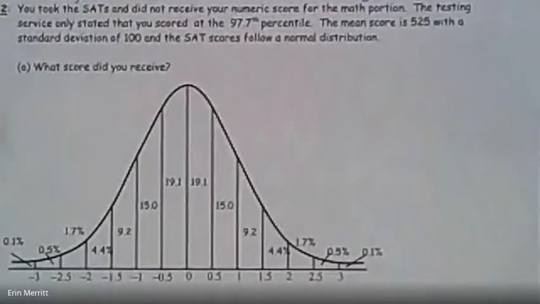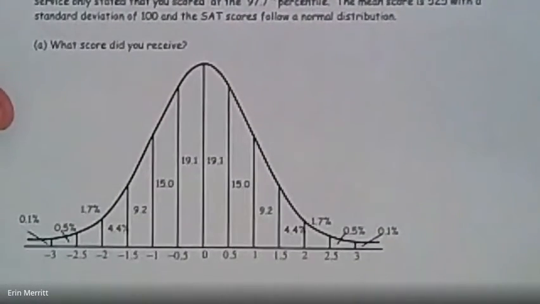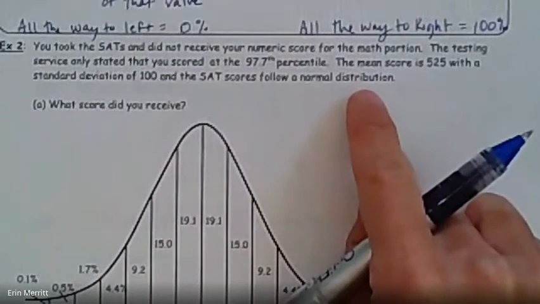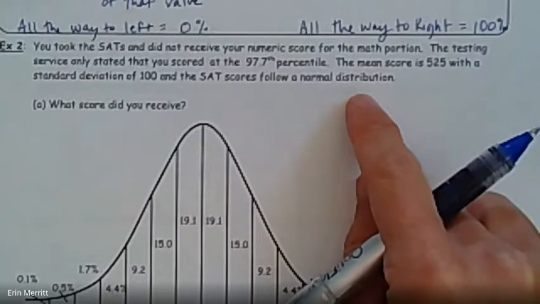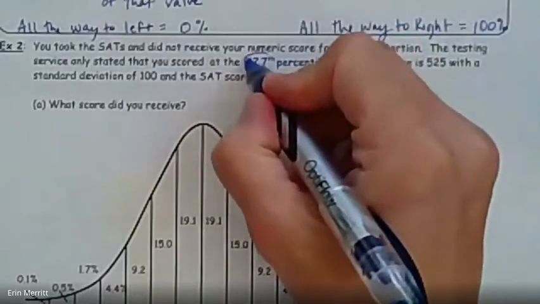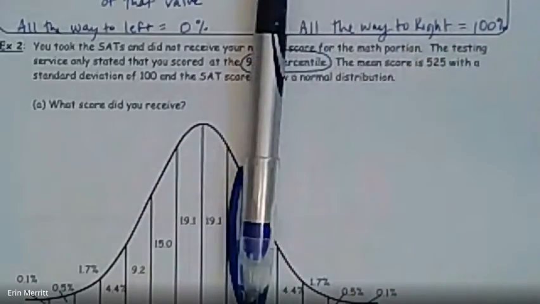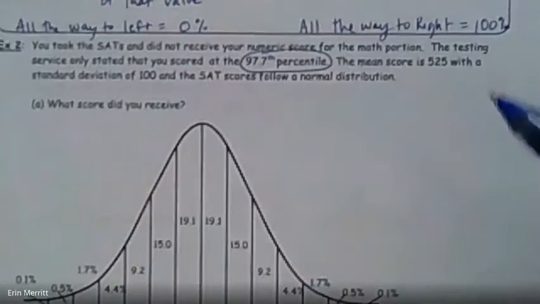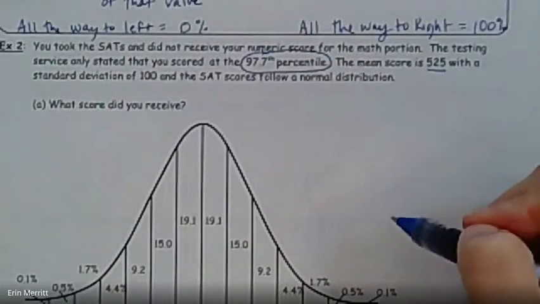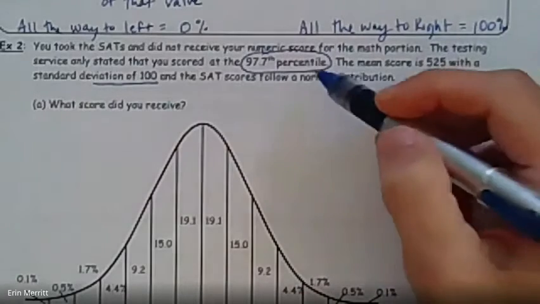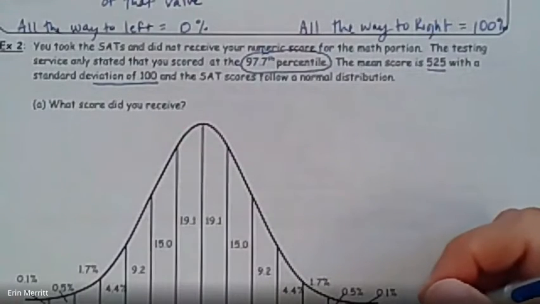When it says here, you took the SATs, you did not receive your numeric score. For the math portion, testing service only stated that you scored in the 97.7 percentile. See right there, I'd be like, done, thank you, I'm awesome. The mean score is 525, standard deviation of 100. So what score did you get? Okay, so they're basically asking you to figure out where in this chart is the 97.7th percentile.